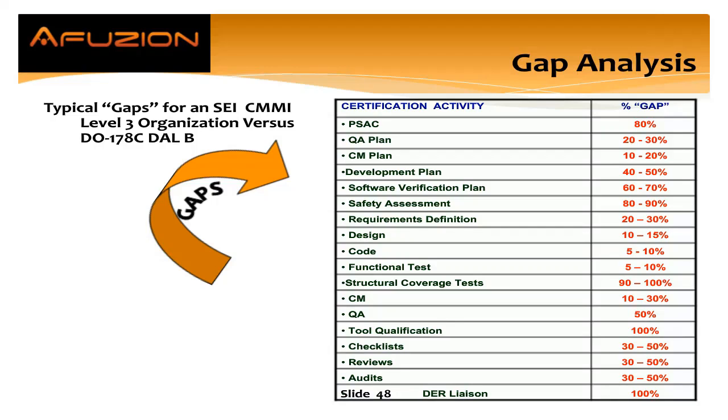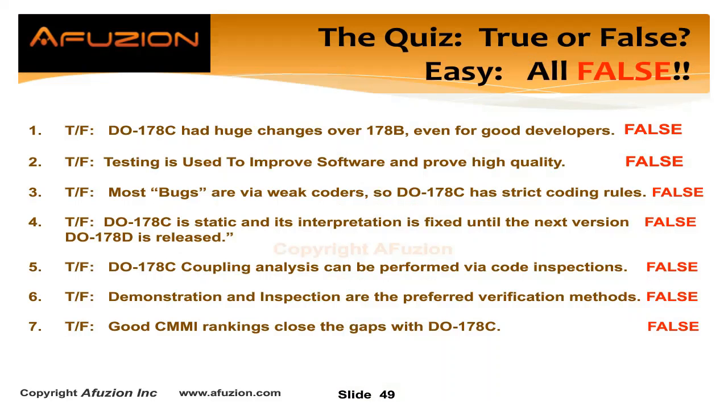Now let's look at this test. You're almost done, folks. Everyone was false. 178C has minor changes. Testing is not used to improve software quality directly, but it does prove and improve what you really have by a feedback loop to improve the requirements.